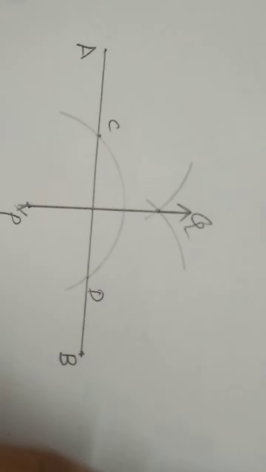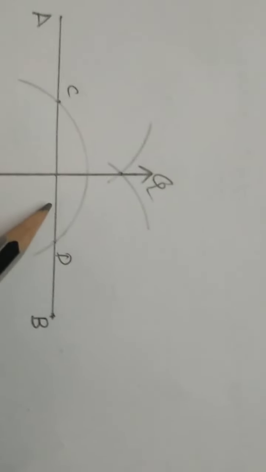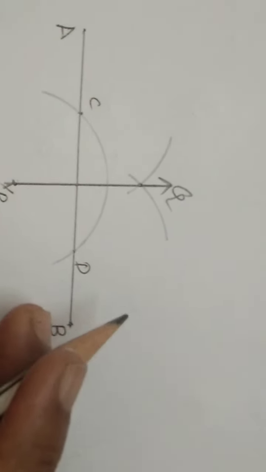Okay, these 3 types of perpendiculars we are studying. First one is perpendicular bisector. Second one is perpendicular through a point which is on the given line, and another one is perpendicular to a line from an outside point. These 3 types of perpendiculars we are studying. And in your exercise, here are some questions.